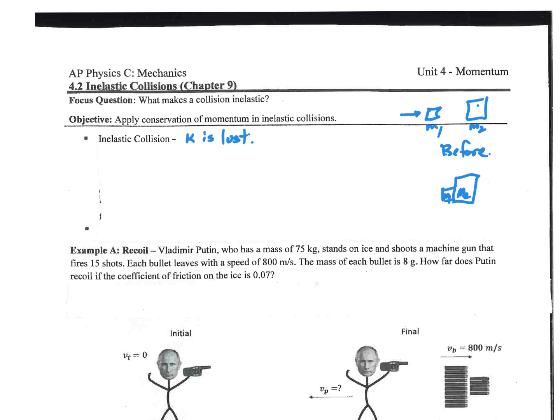Now, is momentum conserved? Guys, momentum is conserved if there are no outside forces. So it's following the same rules.